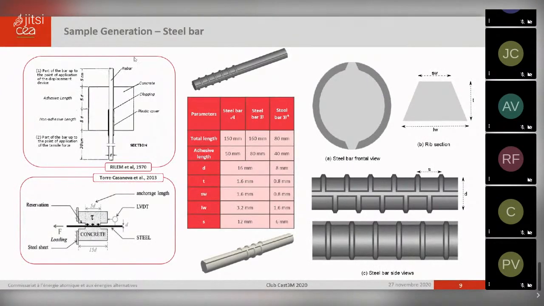Okay. Yes, I mean we already have some experimental results that were mainly done in the LMDS lab on these samples. So we're trying to compare the results with experimental results. In the case of the elastic, the important thing to compare is the slope. So the slope of the applied force versus the free end displacement.